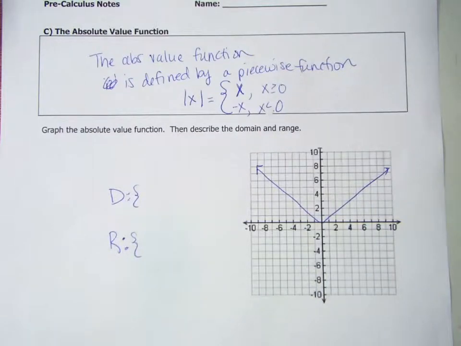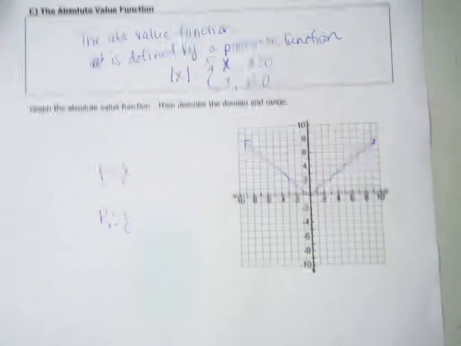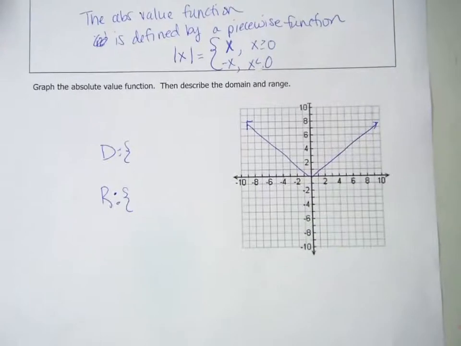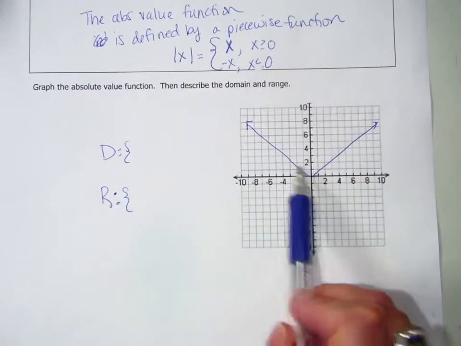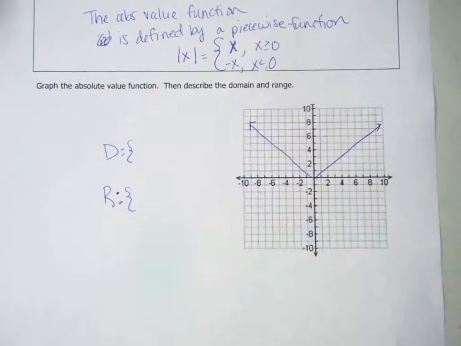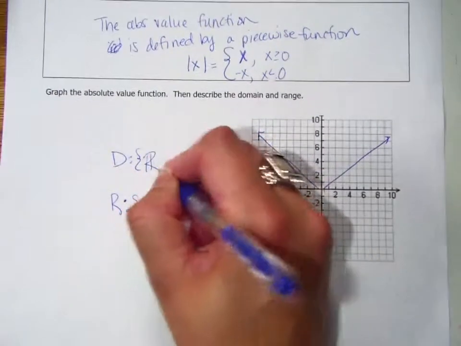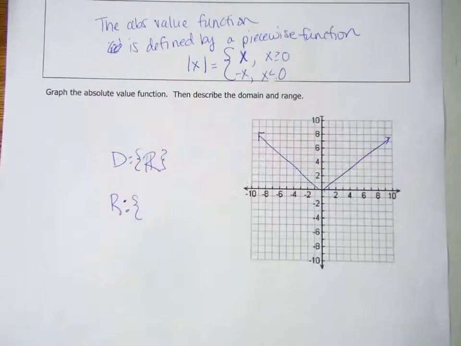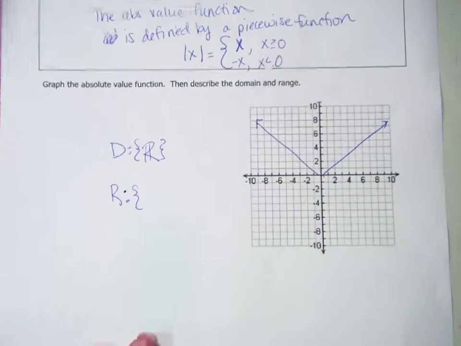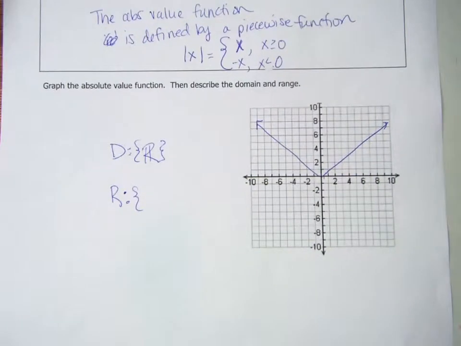Courtney, what's the domain of that? X is greater than or equal to 0. Oh, it's all real numbers. Yes, your domain is all real numbers. Alex, what's the range of this? Y is greater than 0. Close. Greater than or equal. There we go.